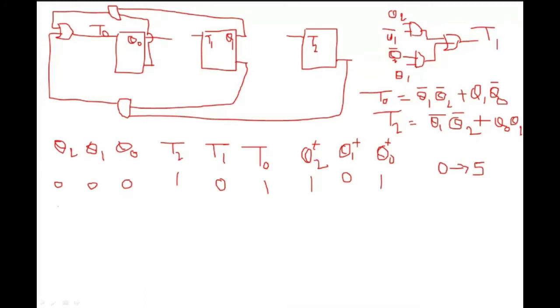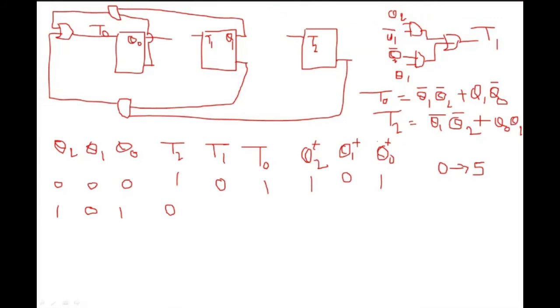So now we will check it for 5. What if the present state is 5? What is the next state? If present is 5, what will be T2? T2 is Q1 bar Q2 bar plus Q0 Q1. Q1 bar is 1, Q2 bar is 0. So this comes to be 0, plus Q0 Q1, which is also 0. So T2 will be 0.